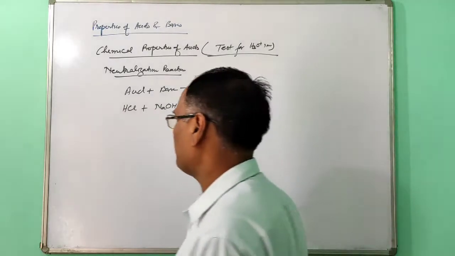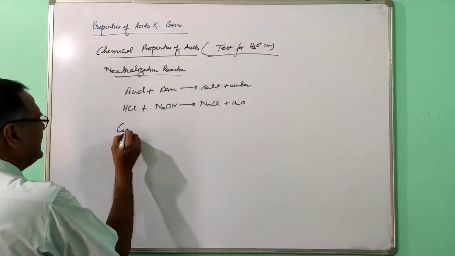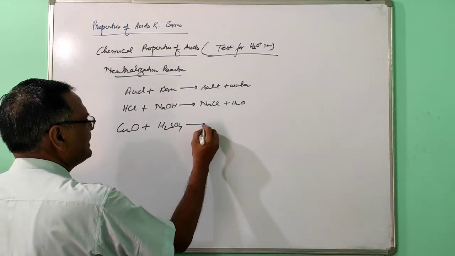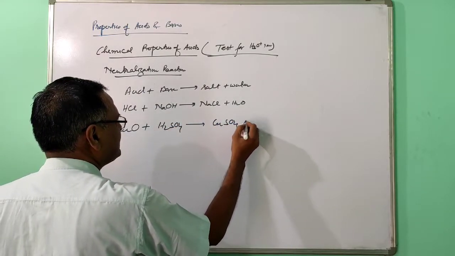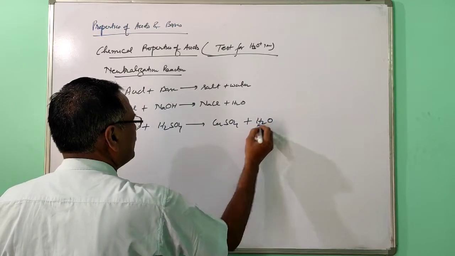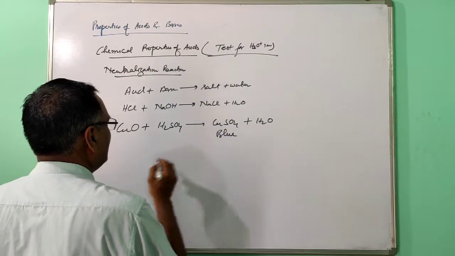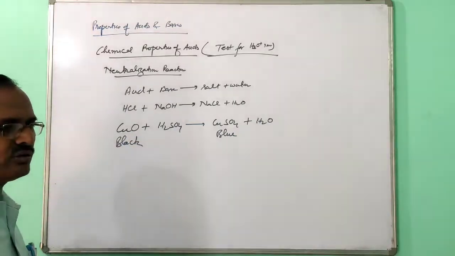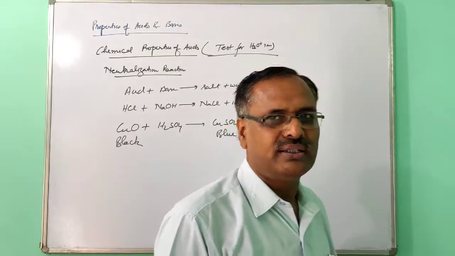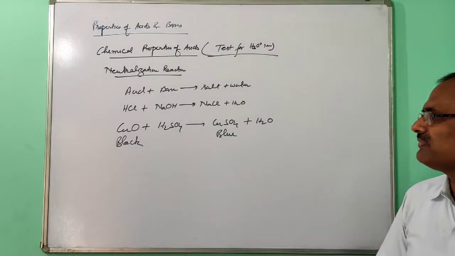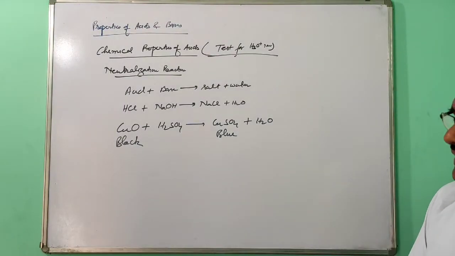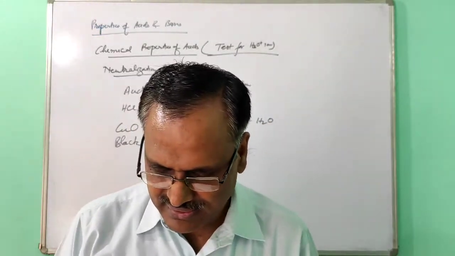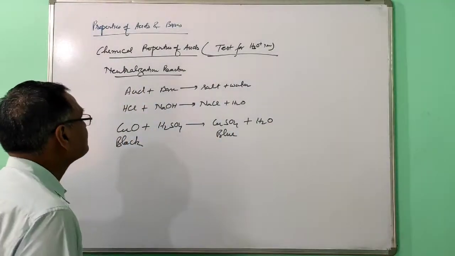But if you take copper oxide, this black oxide reacts with sulfuric acid, this will form copper sulfate and H2O. So this blue color is there and here black is there. So what do you observe when copper oxide reacts with sulfuric acid? You will observe that black copper oxide dissolves in sulfuric acid to form a blue colored solution.